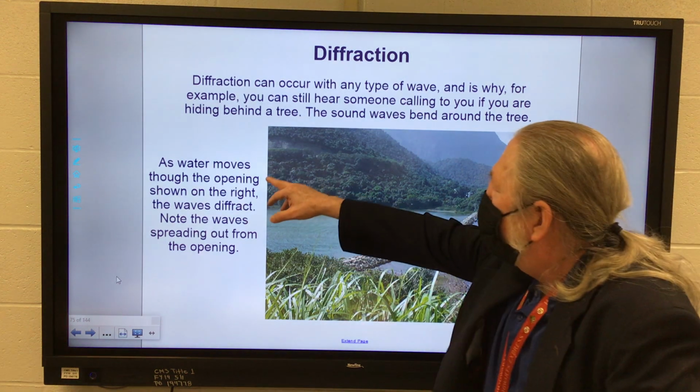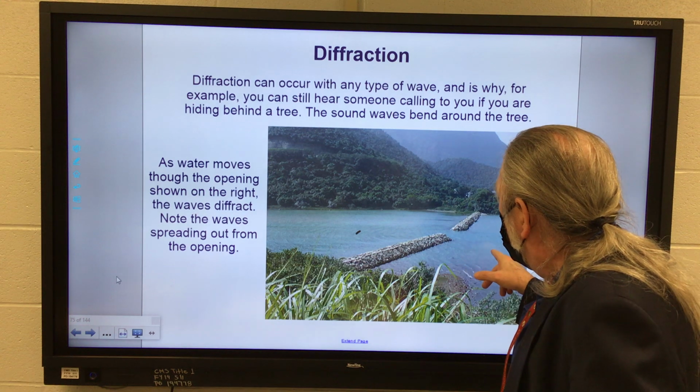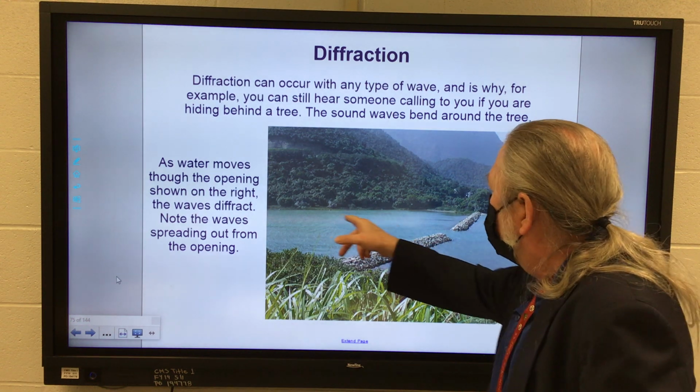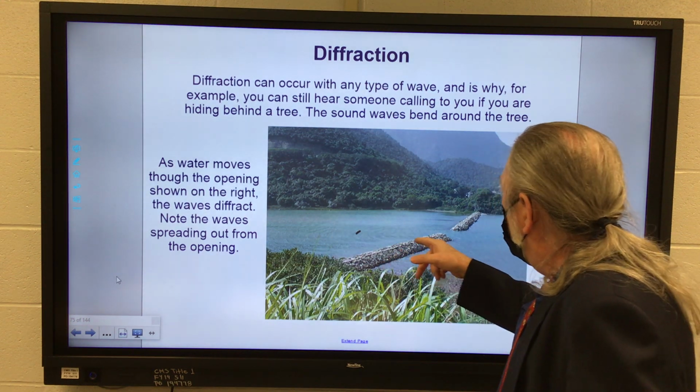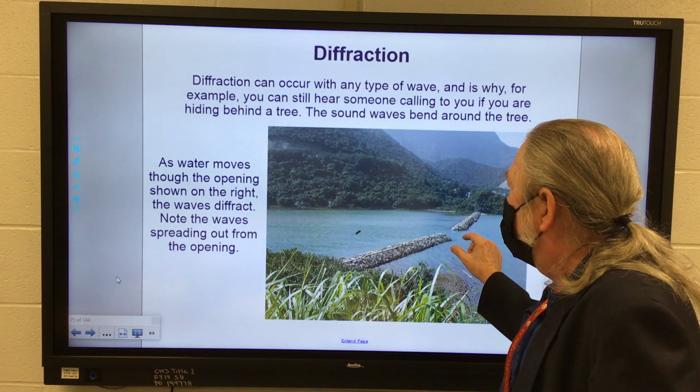And take a look right here. This is as water moves to this opening. See this opening right here? Which way is water moving? This way, or is it moving this way? It's moving from here to here. And you can see right here, this is a pretty small aperture or opening. Aperture means opening.